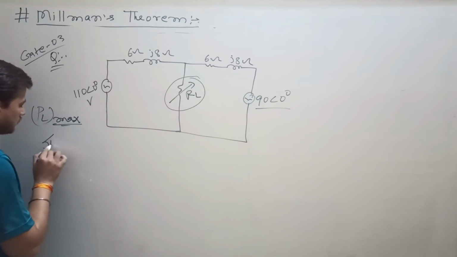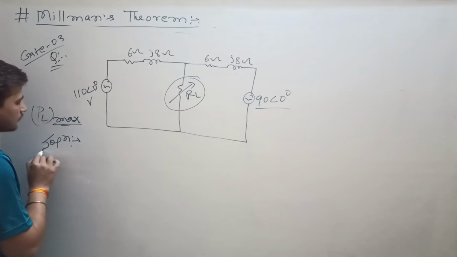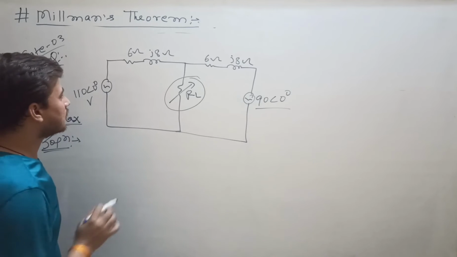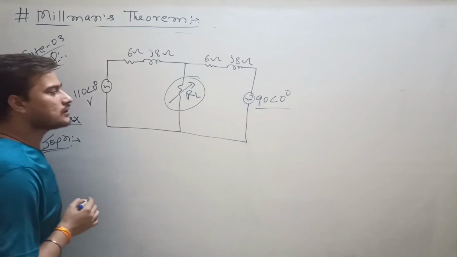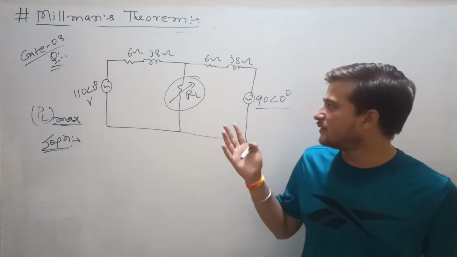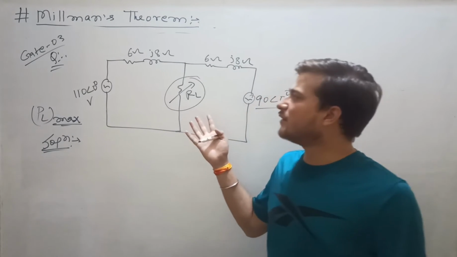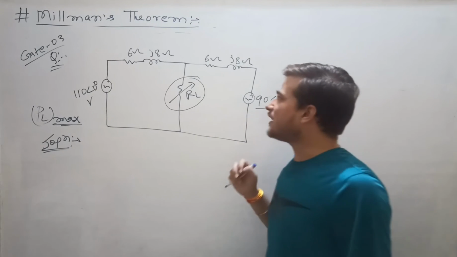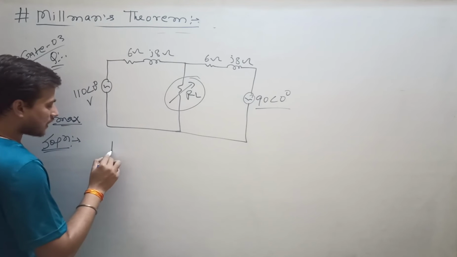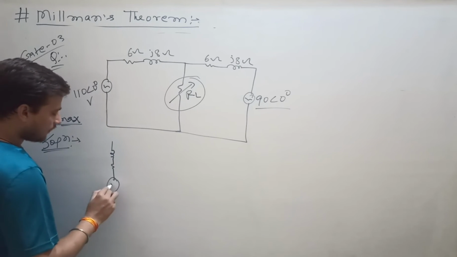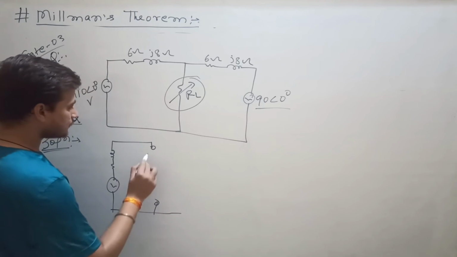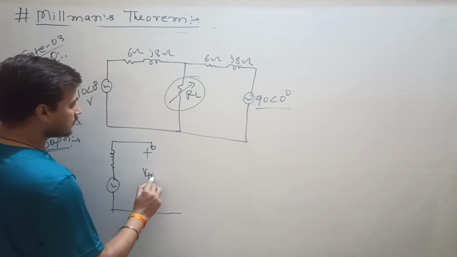So come to the solution. Let us see how you will solve this question. First we will remove the load, because for applying the maximum power transfer theorem you will have to find Thevenin's impedance and Thevenin's voltage. So how to find Thevenin's voltage? If you redraw the circuit, we can draw it like this. There is a voltage source. This is open circuited. This potential will be VTH.